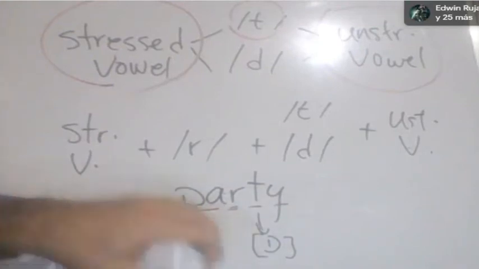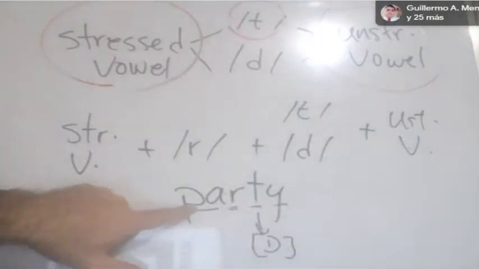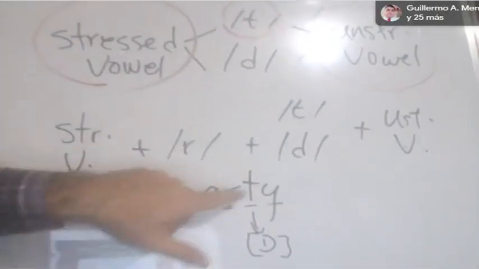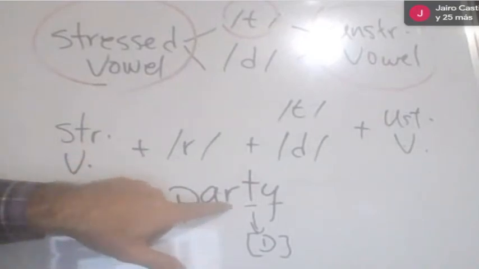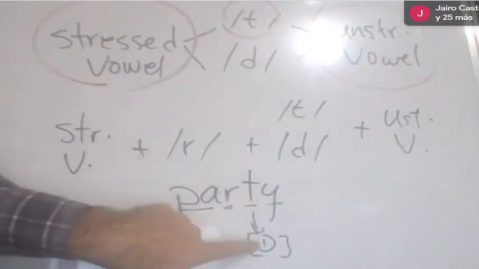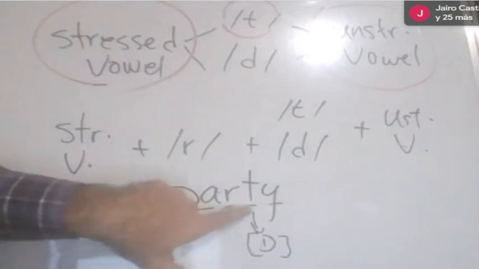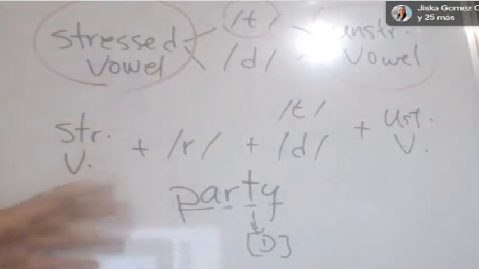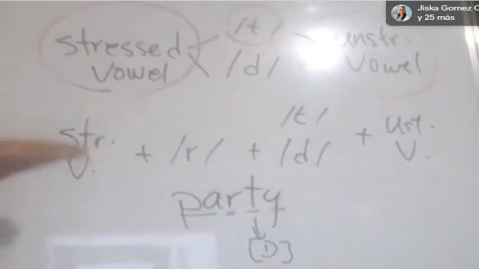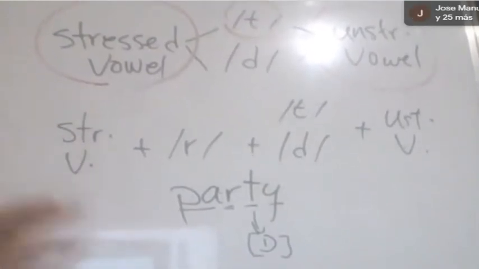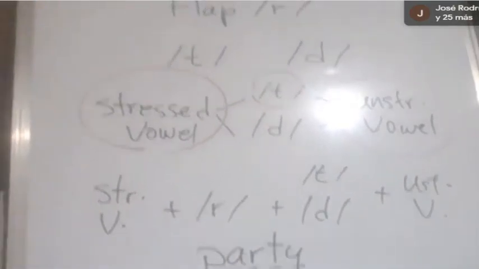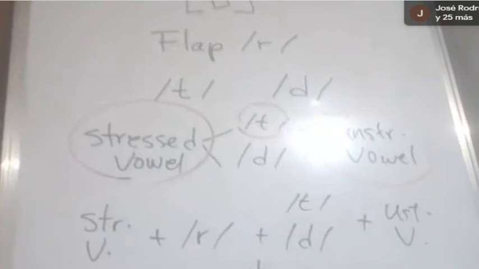So the transcription and the pronunciation of this word should have the first syllable totally complete, par, and then the second syllable should have the flap plus the vowel. So say party. Don't say party, right? Party. No, party. You gotta practice that. Okay? Any questions? No? Okay.